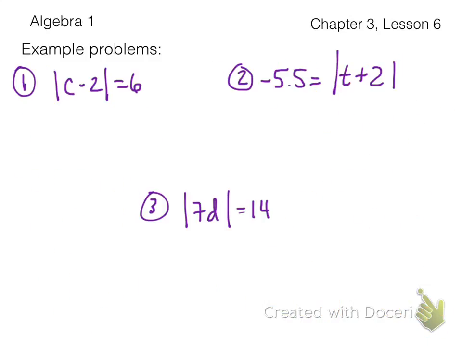Okay, next up, just some more example problems. What happens if you've got stuff inside the absolute value with the letter and you need to get rid of it?